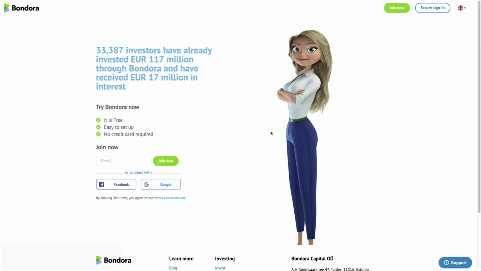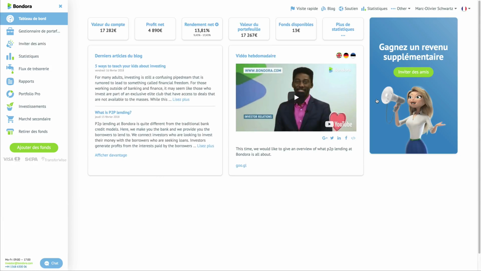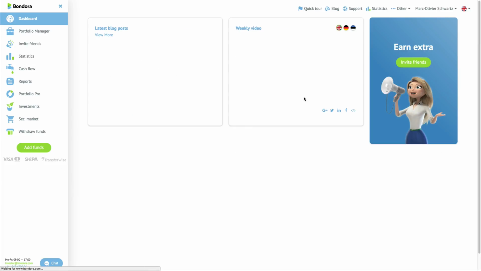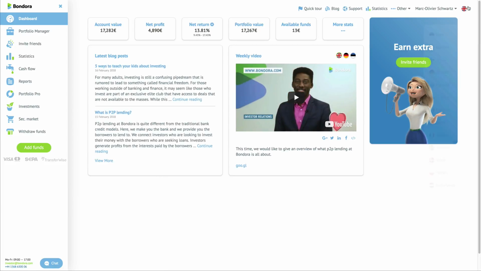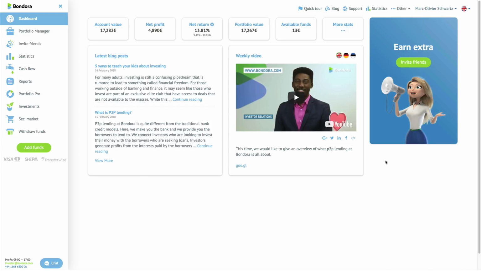So what I will do instead is just sign in on my profile, and I will show you some information there. Of course I will not show you that in French, I will quickly switch that to English, but as you can see there are many languages available for Bondora, so it's quite cool if English, like me, is not your native language. What you will find here is a dashboard of your investments. We'll get to that later as I tell you about my results.